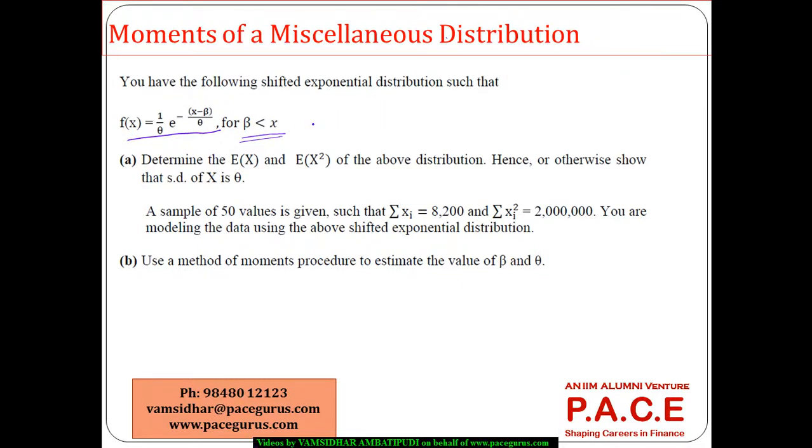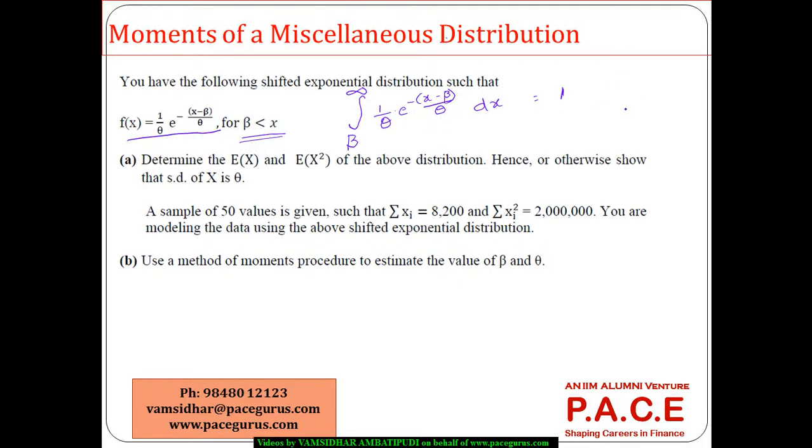So obviously we know that the integration of this, because the sum of probabilities should be 1, from beta to infinity, of 1 by theta times e to the power of minus (x minus beta) by theta, over all the x, will be equal to 1, because the area underneath the curve should be equal to 1.